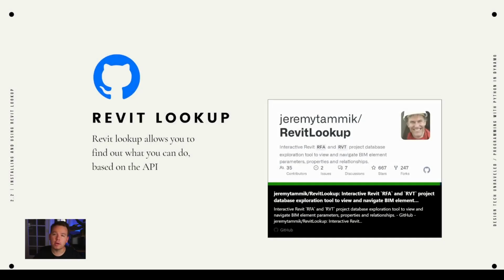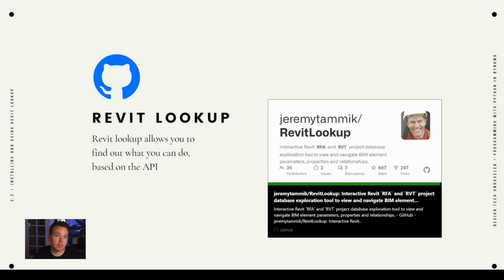In a previous lesson, we looked at how to view the Revit API a few different ways. Some of these ways included viewing them on the web. In this lesson, we're going to look at how you can view the Revit API and interact with it directly within Revit itself. This is using a Revit plugin called Revit Lookup.